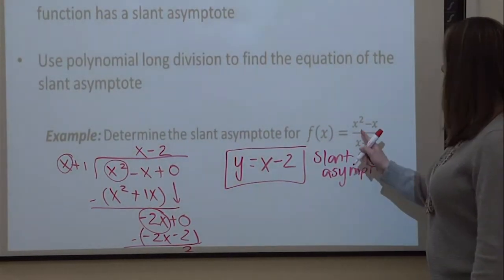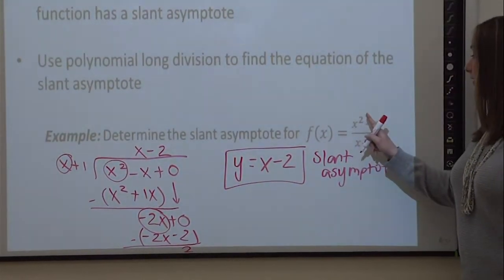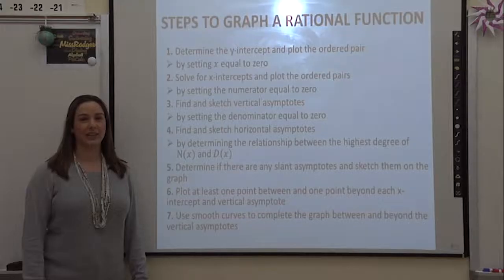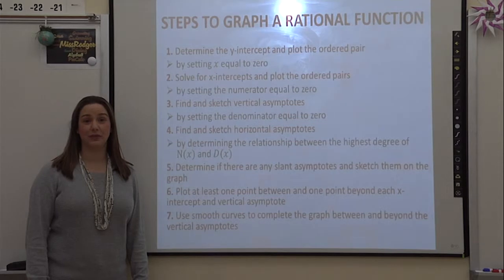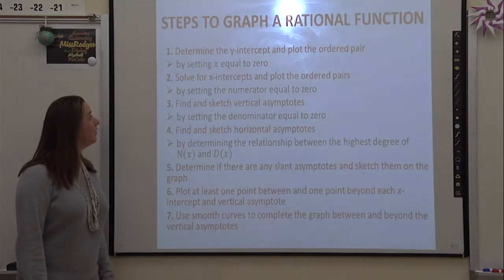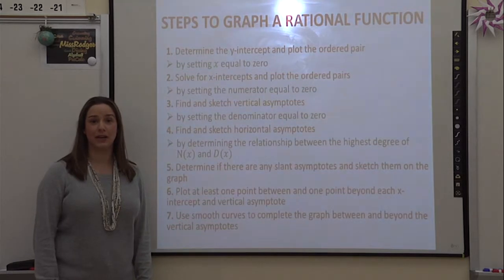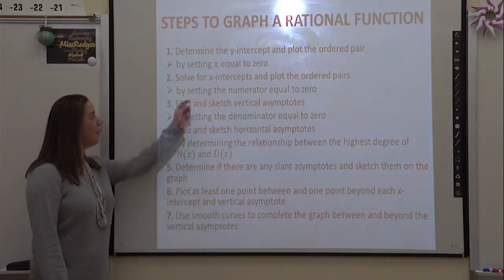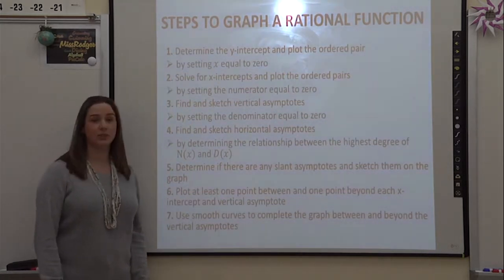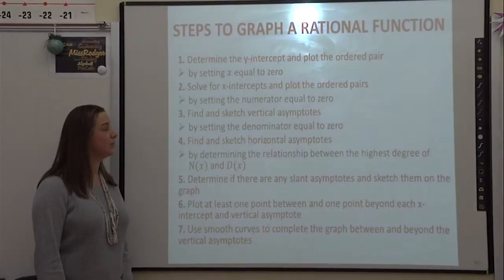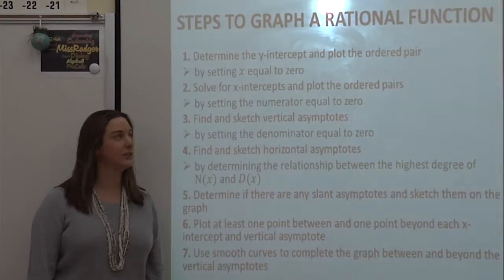And again, I can confirm that the numerator's highest degree is 1 more than the degree of the denominator. Let's take a look at the steps to graph a rational function. So the first step is to determine the y-intercept and plot that ordered pair. And the way that we're going to do that, remember, is by setting x equal to 0 for the function and determining what the y-intercept is. And we can do that for all functions.